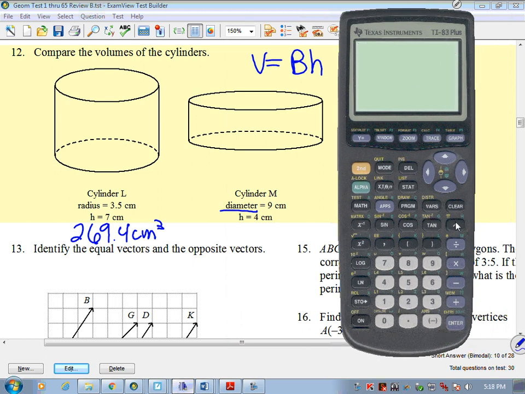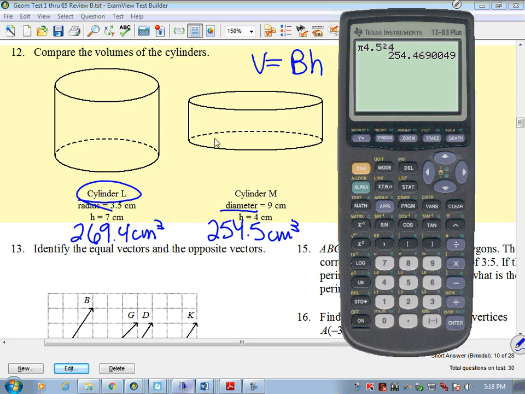We've got pi times 4.5. I need 9 divided by 2, so 4.5 squared times 4. Okay, that's 254.5. 254.5 centimeters cubed. Which one has the greatest volume? Well, cylinder L. Cylinder L has the greater volume. And that's the correct answer. Okay, that's 12.